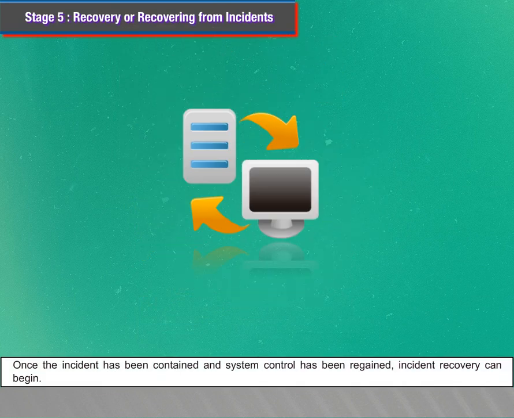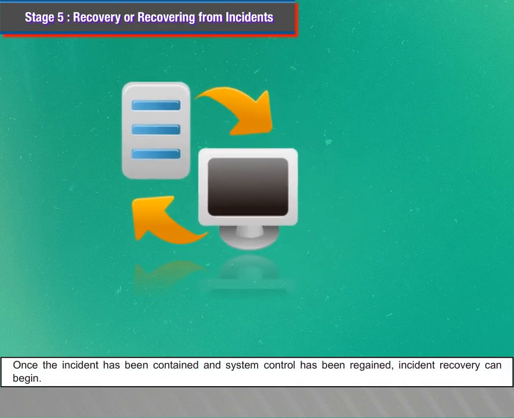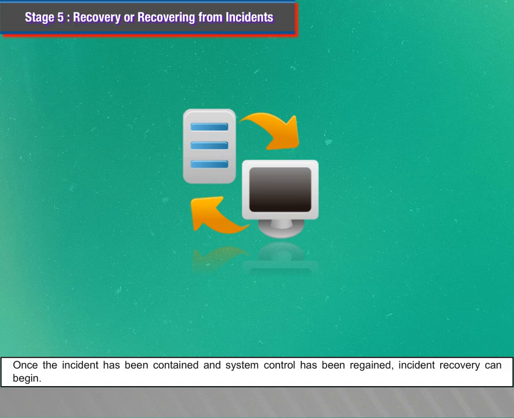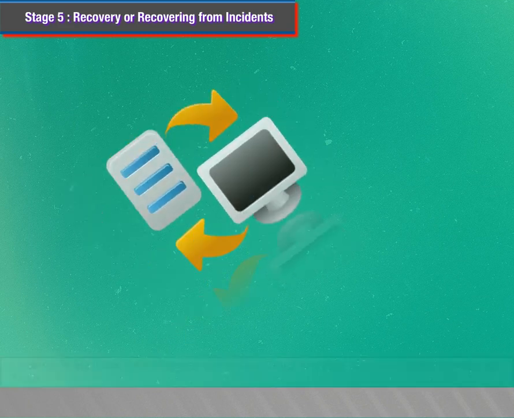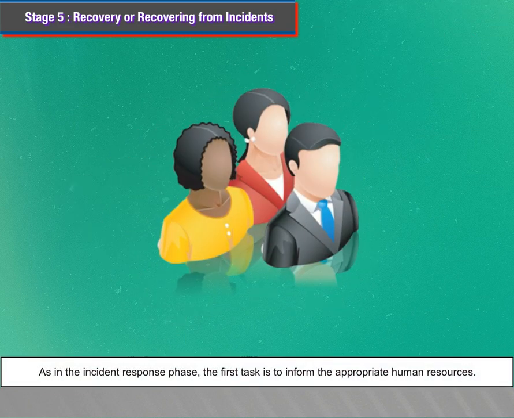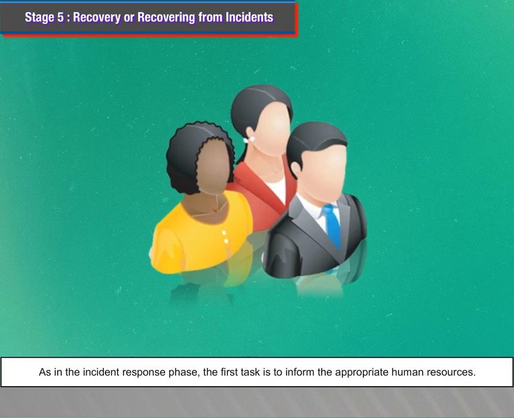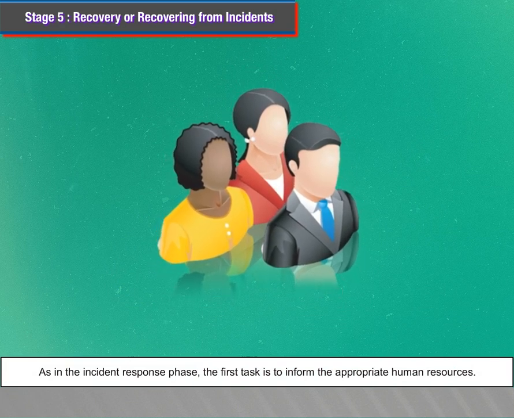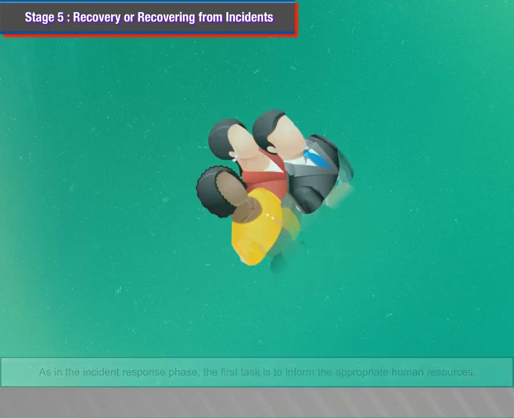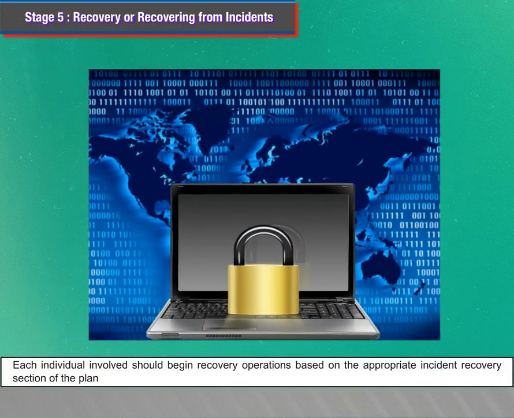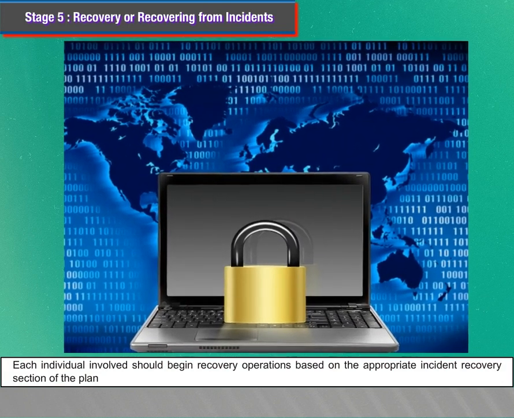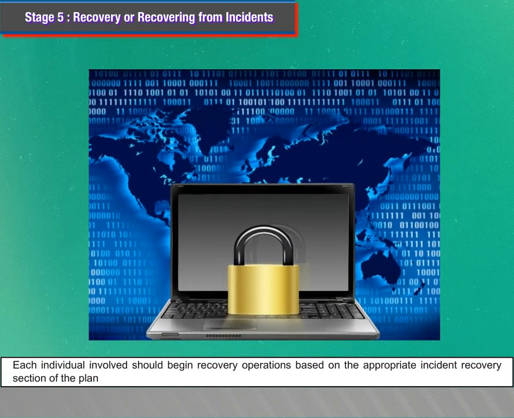Once the incident has been contained and system control has been regained, incident recovery can begin. As in the incident response phase, the first task is to inform the appropriate human resources. Each individual involved should begin recovery operations based on the appropriate incident recovery section of the plan.